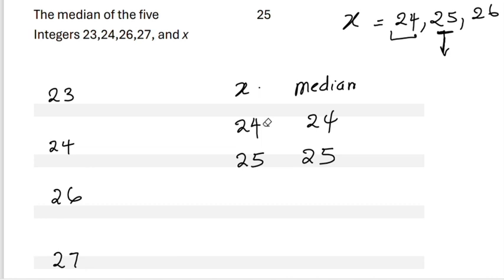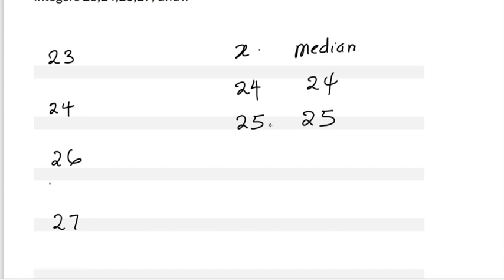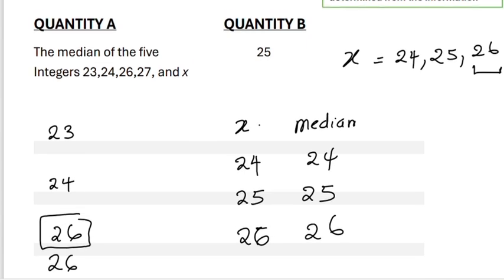So let's take it off again. And the final value of x, which is 26, when x is 26, that means 26 can still be here. So when x is 26, the median is still 26. So the question here is, quantity A is the median of the 5 integers including x, and quantity B is 25.